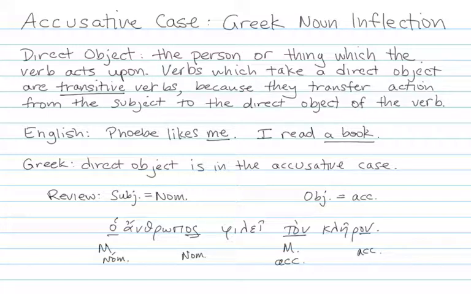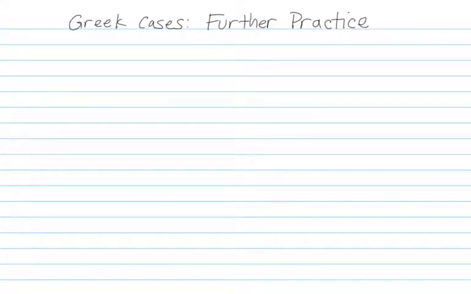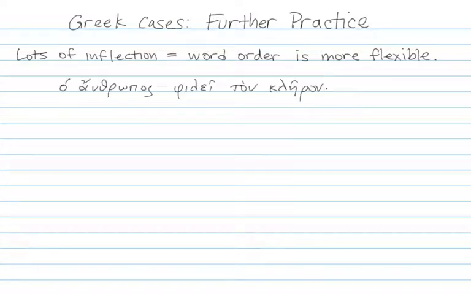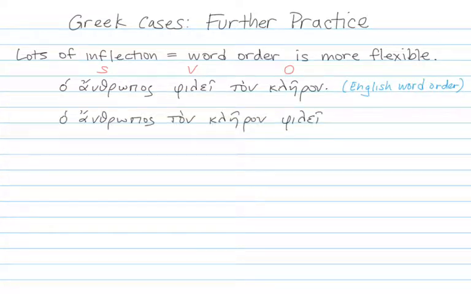So to solidify this concept, let's look at a few examples of word order. When you have lots of inflection, lots of changes to words and word endings, like in Greek and Latin and German, the word order is more flexible. You can move words around in the sentence. So first sample sentence, ho anthropos phile ton kleron, is a common English word order, where we state the subject, then the verb, then the object. The second sentence, ho anthropos ton kleron phile, is the most common Greek word order, where we state the subject, then the object, then the verb.